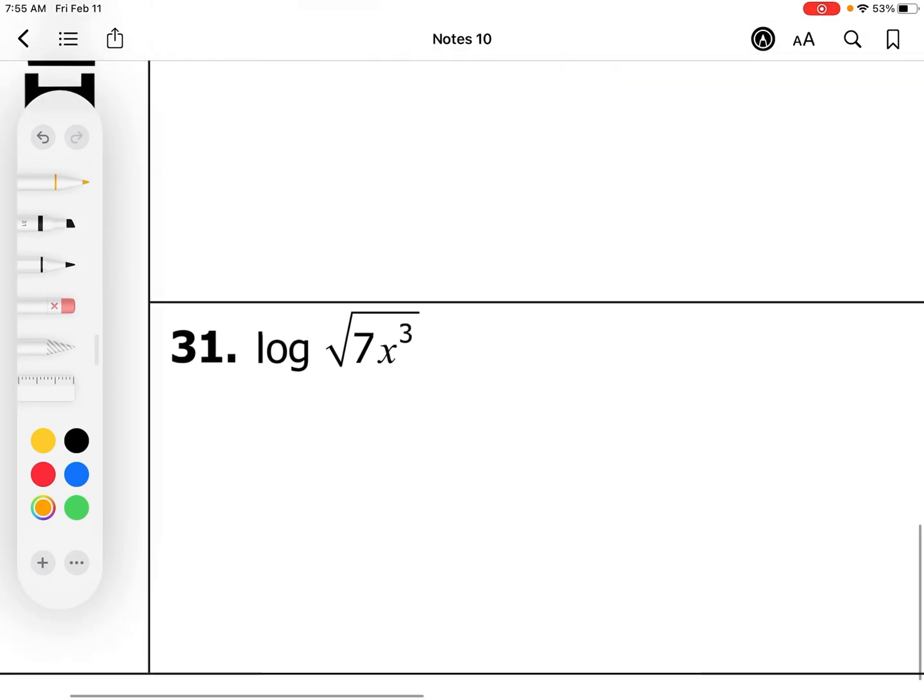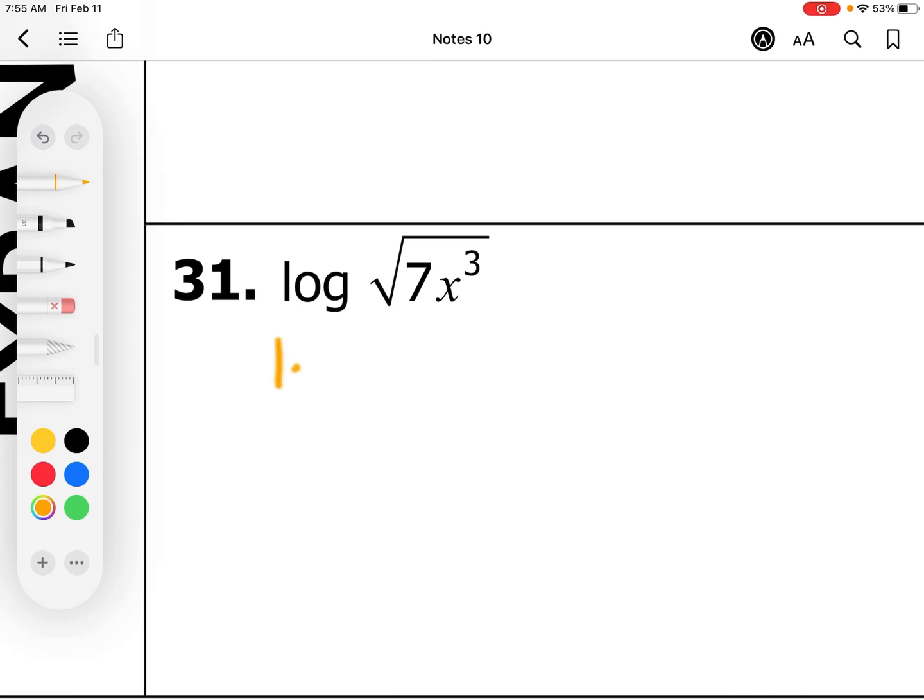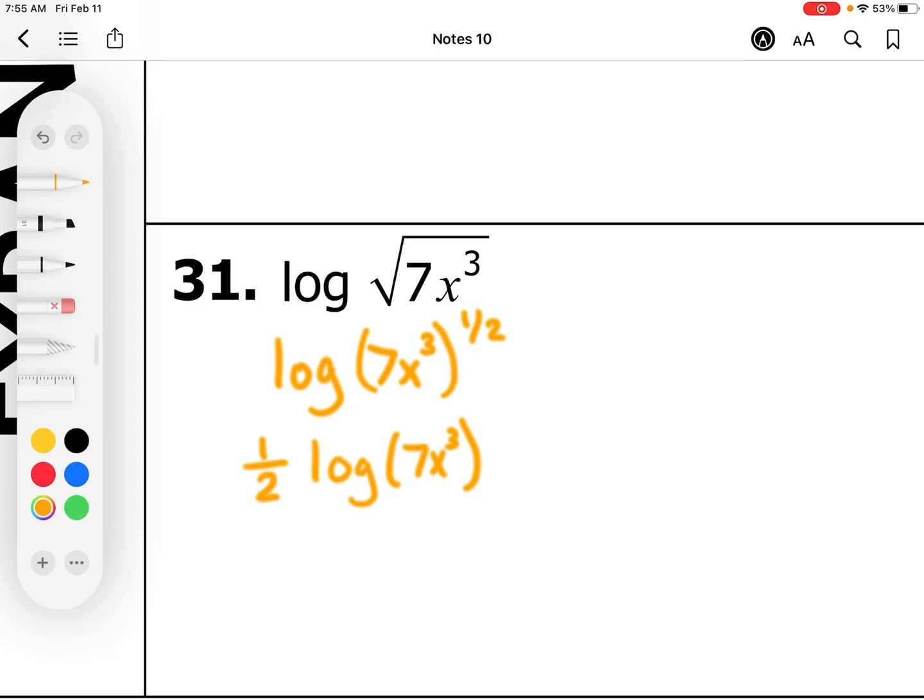Let's move on to maybe number 31 here. Here I'm going to write this log as 7x to the 3rd, but raised to the 1/2 power, because that's what the square root means. I'm going to take that 1/2 and I'm going to put it in front to begin expanding. And then I'm going to keep that 1/2 in front and then separate this out by expanding my 7x cubed. I'm going to make a log of 7.